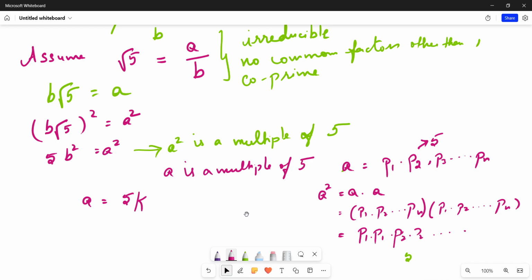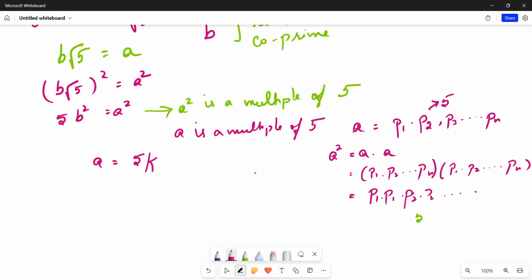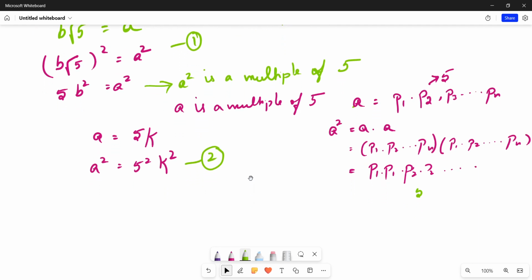Now let's square both sides and find out what is a squared from this equation. a squared is equal to 5 squared k squared, which is 25k squared. But let's not simplify now. Now we have two equations representing a squared. This is 1 and this is 2. Now equating both sides, because both are a squared, what do you get? 5b squared is equal to 5 squared k squared. So if you divide both sides of the equation by 5, you would get b squared is equal to 5k squared.